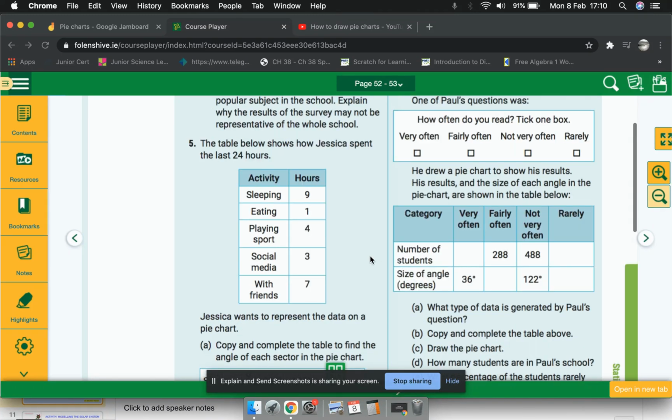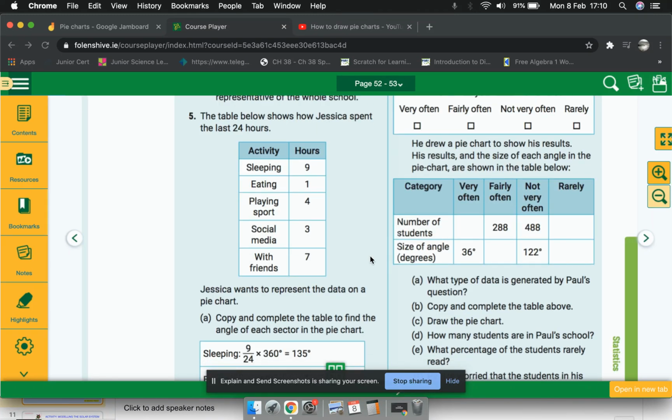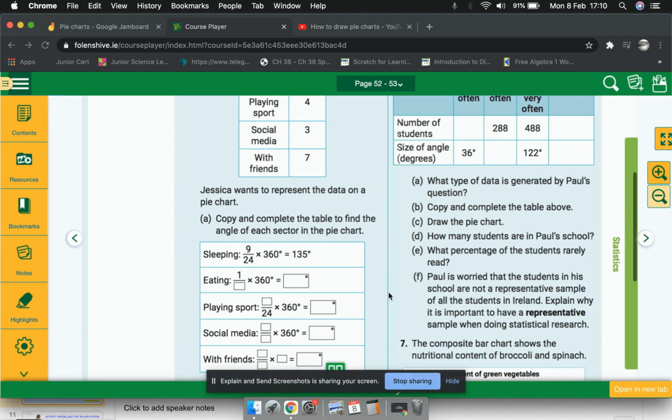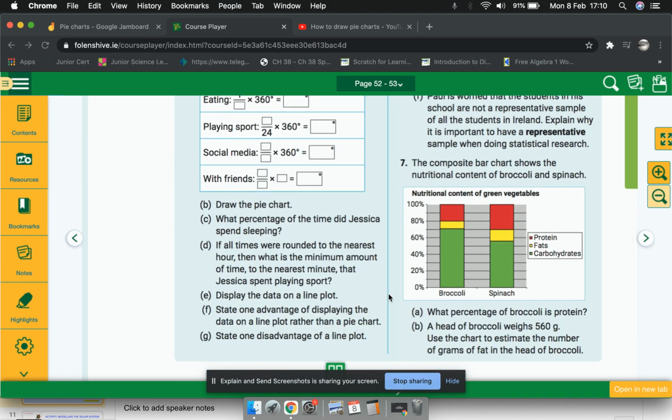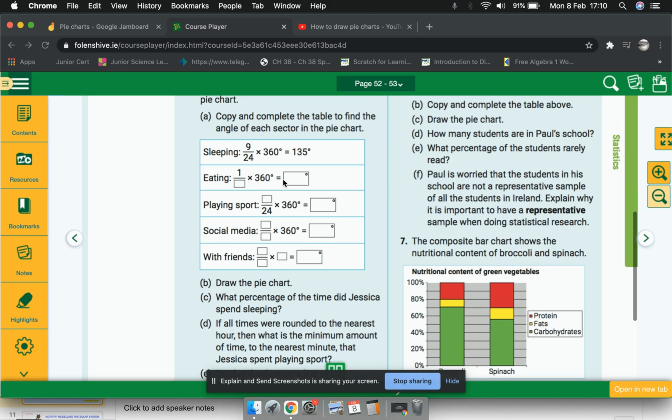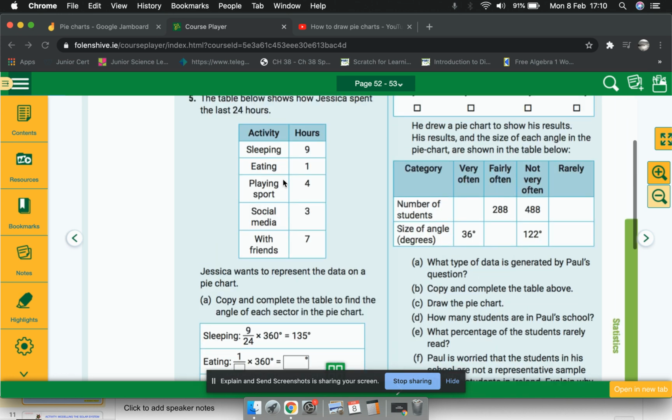Right, guys, we are looking here at question 5 in the book, and this question is all about calculating angles of a pie chart, drawing those angles into a pie chart, and then answering a number of different questions using that pie chart and other graphic displays like a line plot. Remember, pie charts tend to be used for categorical data, but they can also be used for numerical data as well. Okay, so we can see here that we have numerical data.